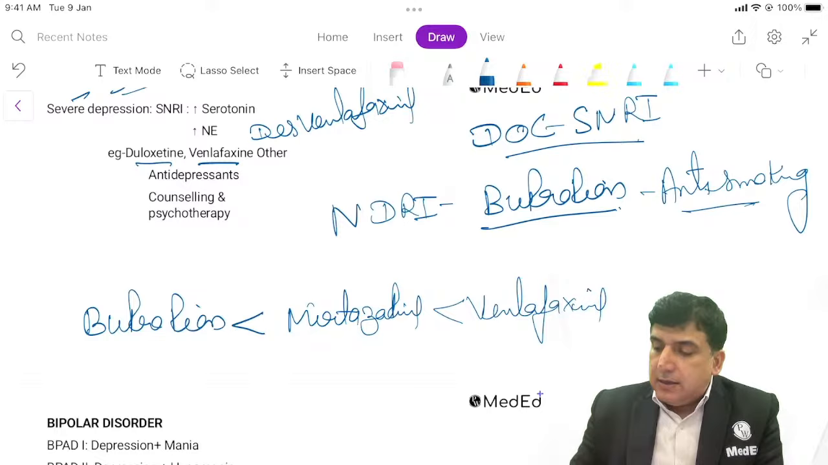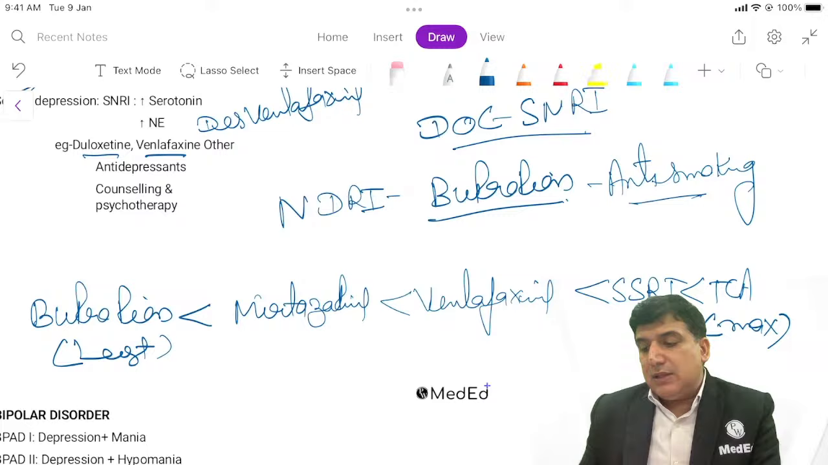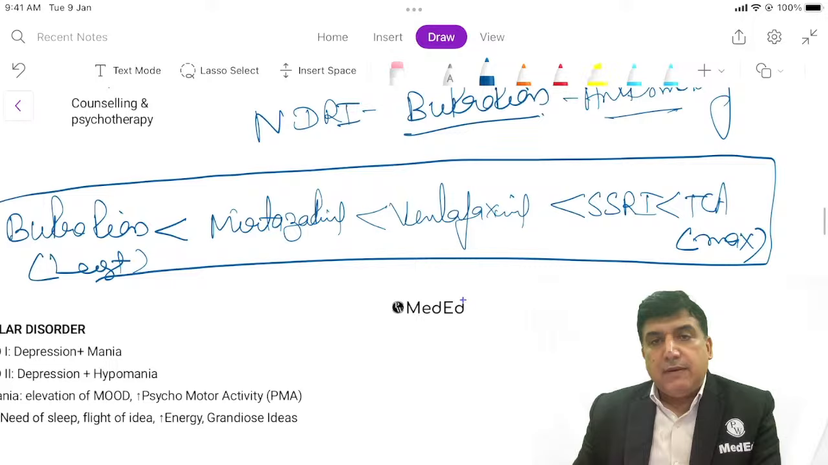SSRI, then what? If they ask the least sexual side effect by which antidepressant, bupropion, then the maximum is what? According to how they ask and what options they give, you have to remember this sequence. Bupropion is the least, then mirtazapine, then venlafaxine, then SSRI, then the tricyclic antidepressants.